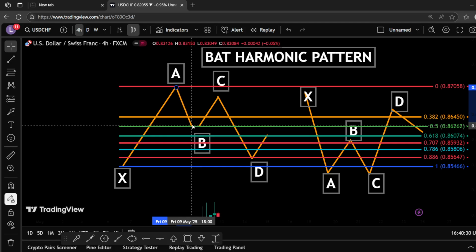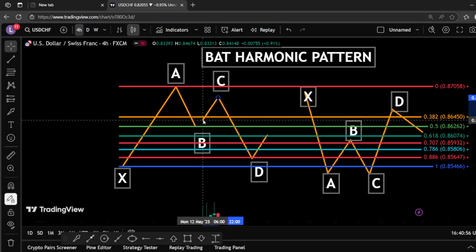It can touch 0.5 or close just below the 0.5, but it must not go beyond the area between 0.5 and 0.618, and must not touch 0.618. Must not touch 0.618. Okay, and then that is our B.